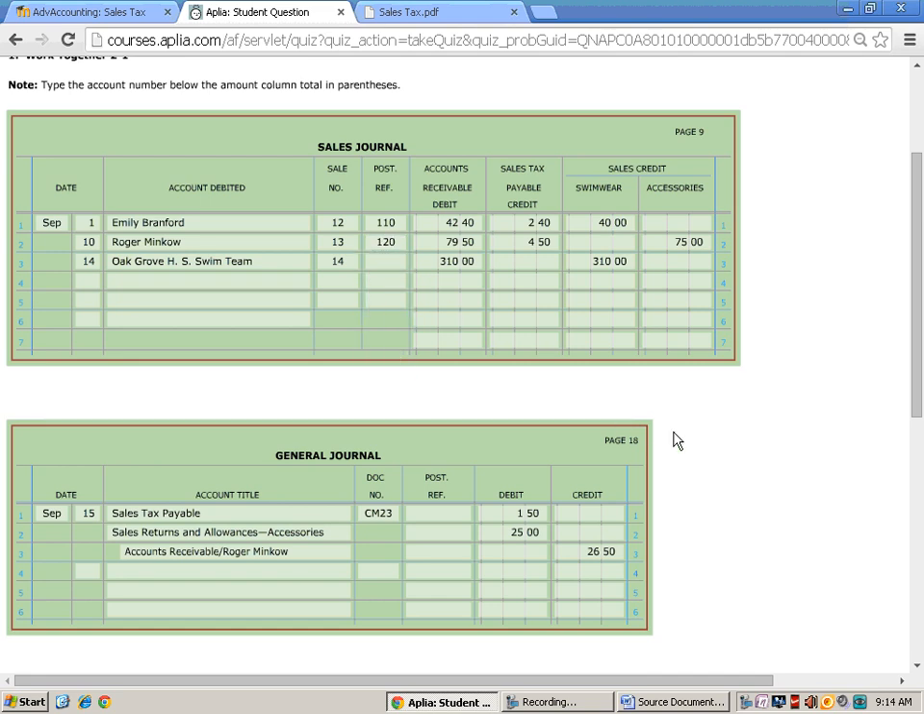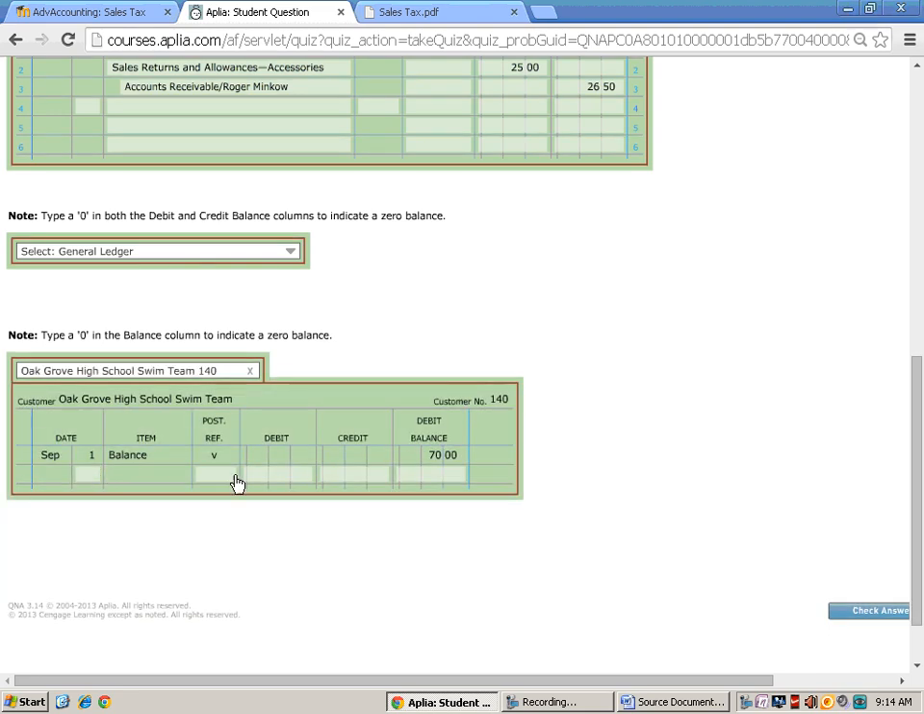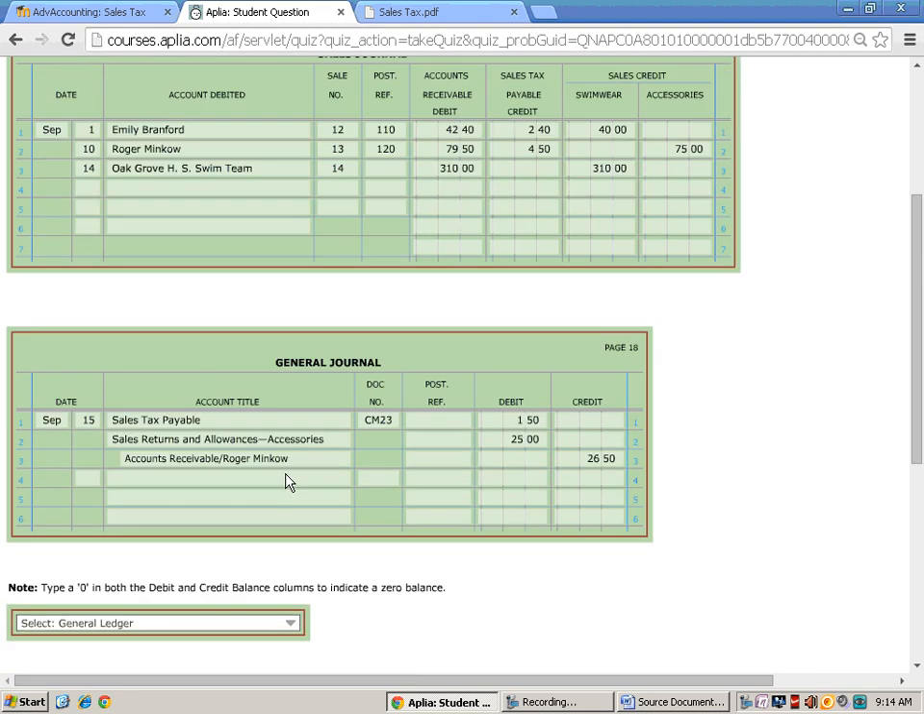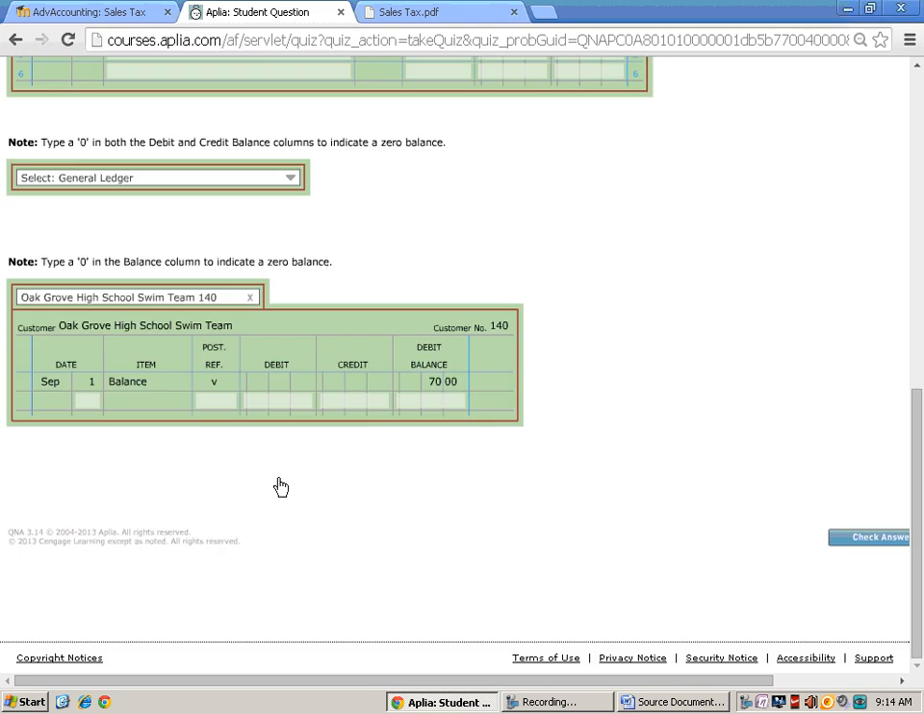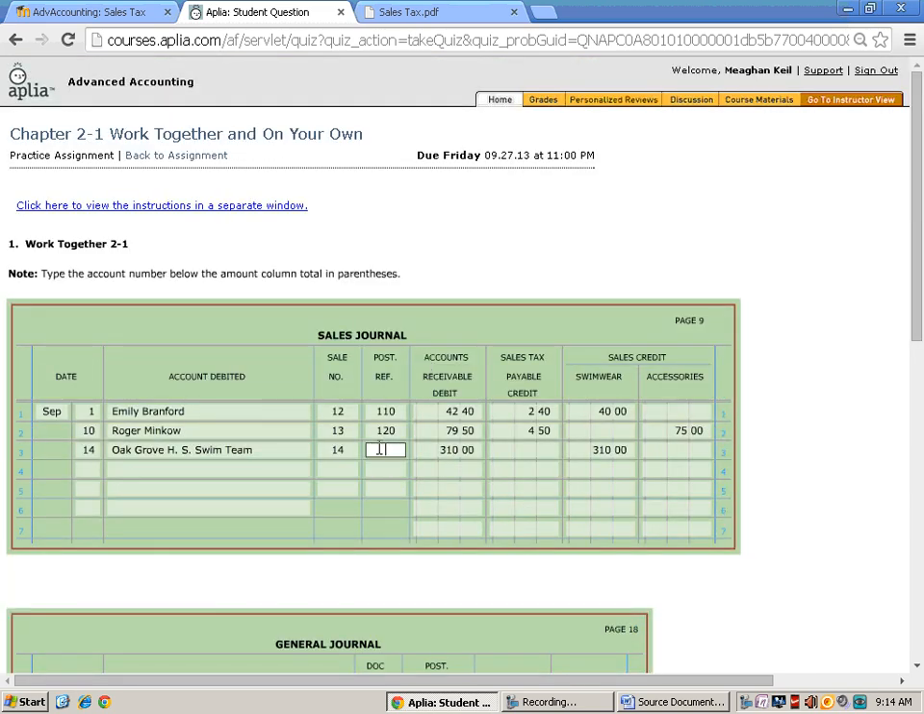All right, now we go to the Oak Grove High School swim team. So Oak Grove is tax exempt, so we don't have to worry about any tax here. So we're just, again, looking at our accounts receivable debit. So it's the 14th, S9, and they bought $310 worth of bathing suits, so they now owe us $380. All right, we put our customer number, 140, back up top here. So far so good with our sales journal.